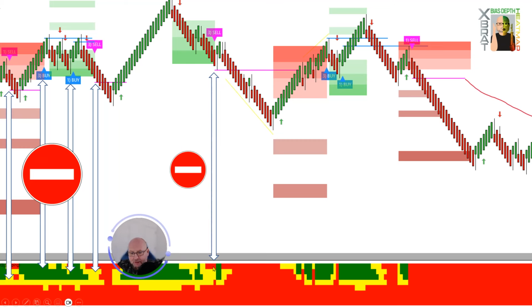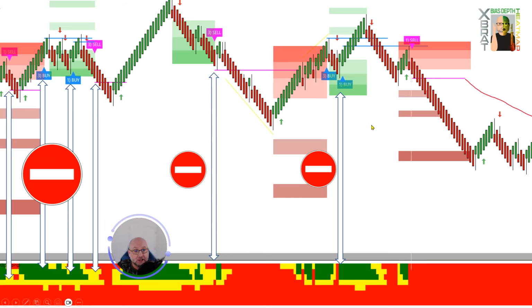Again, the bias depth heat map shows red, 2 yellows, red, red, red, red. So we're not quite there. It does work a little bit. It doesn't really run. It comes back and takes us out at break even, but we're not interested in those trades. We're looking for confirmation. Then we get these buy signals here. Again, the bias depth heat map doesn't give us the confirmation, so we don't take them. It only reaches target 2, comes back and takes us out for break even.